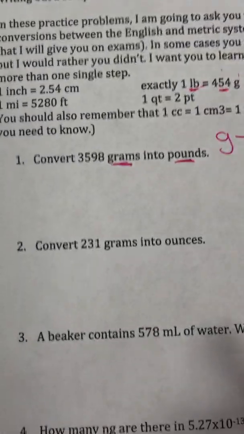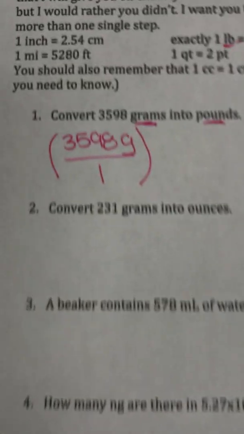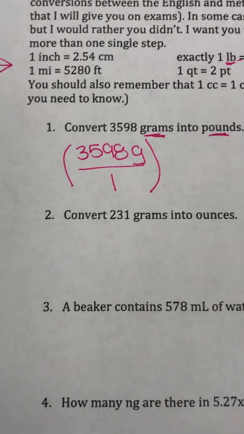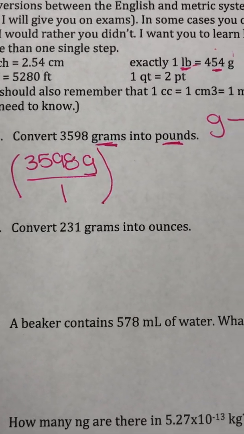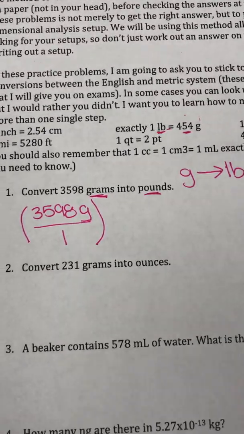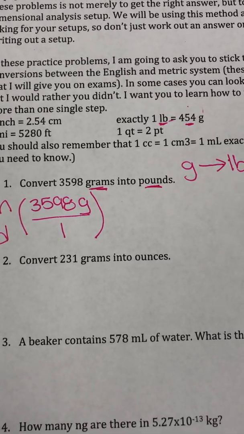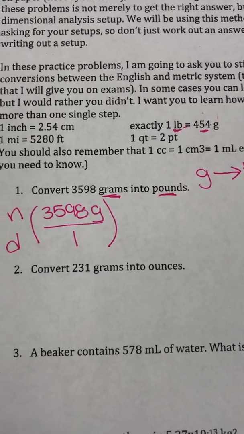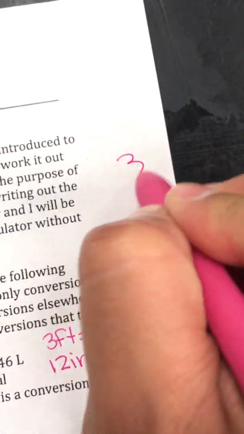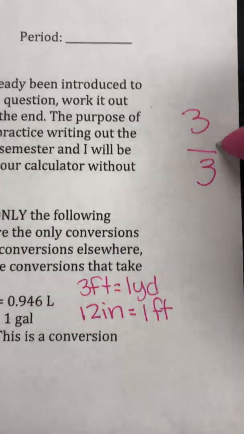So how do we set this up? The first thing you're going to do is take what you know, 3,598 grams, and make it over 1. You don't have to do this. You don't have to set it over 1. I do that so that everything is in fraction form, and it's just a little easier for me to recognize numerator from denominator. Quick reminder, the top is always the numerator, the bottom is always the denominator. And that's important because as we cancel out units, if something is in the numerator that shouldn't be, it's not going to cancel. So that's like me saying 3 divided by 3. That equals 1.